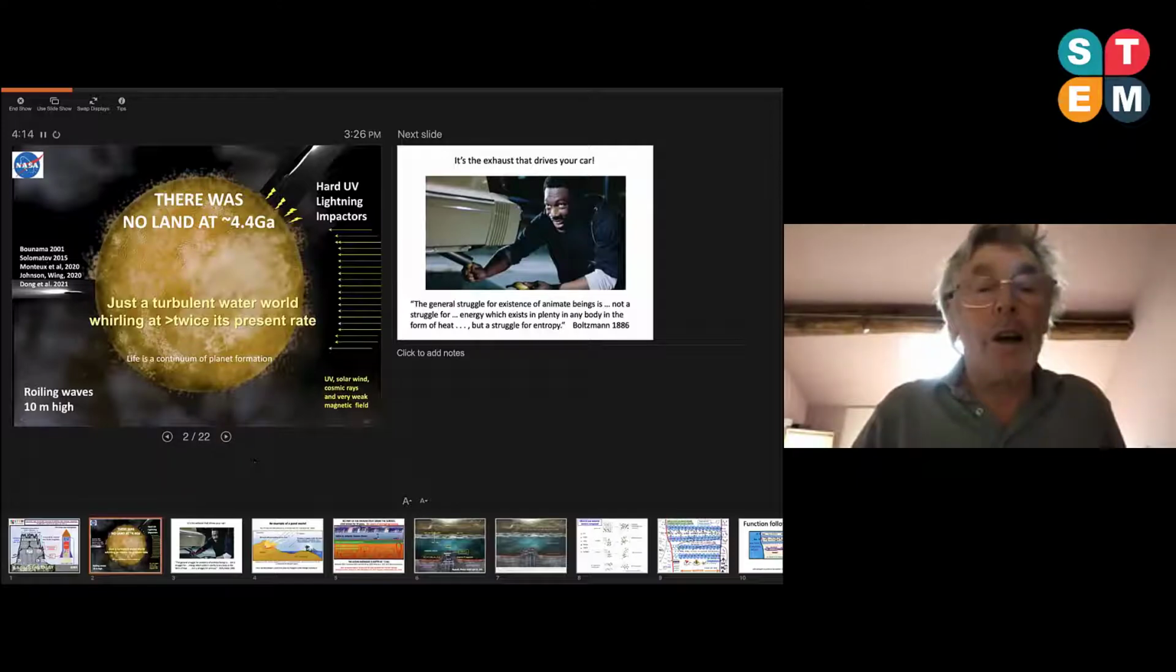You've got, of course, meteoritic impacts. You've got very high UV, between 10 and 100 times as much as today. And there are roiling waves up to 10 meters high. There's just nowhere to have a surface origin of life on this planet. So I just want to point out again, life is a continuum of planet formation.